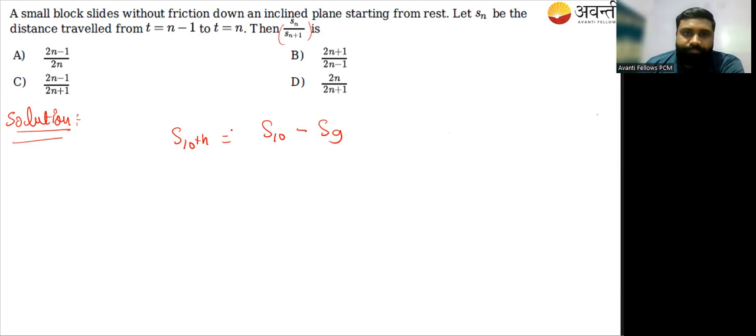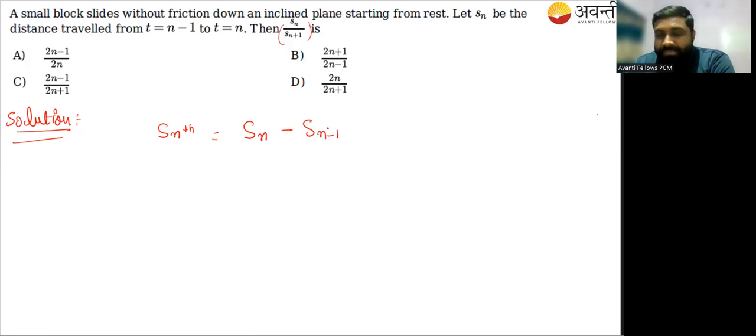In the same way, if I talk about the distance traveled in the nth second, the distance traveled in the nth second is nothing but the distance traveled in n seconds minus the distance traveled in n minus 1 seconds. Just one is the difference. Okay. So this is the concept that we are going to use.